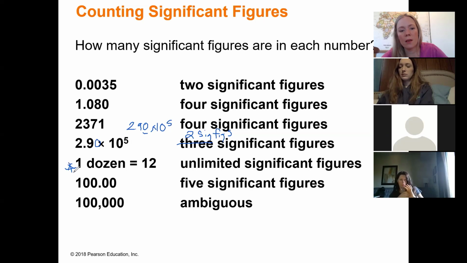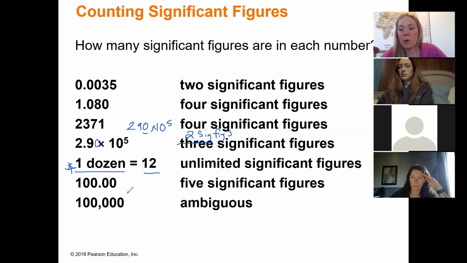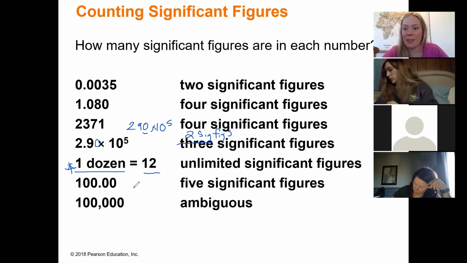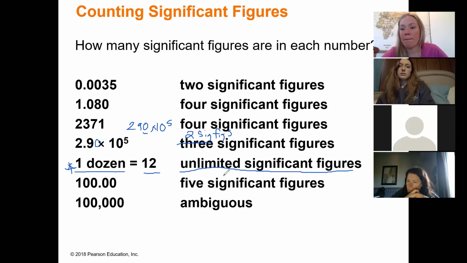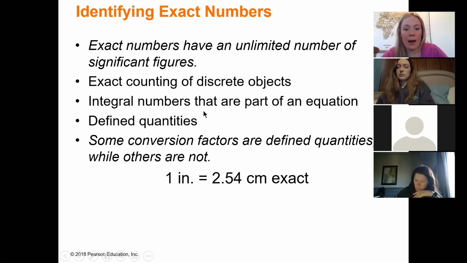This one here, let's talk about this. 1 dozen is equal to 12. Can that definition or relationship become more precise if you have a better piece of equipment? No, it's a specific definition. So 1 dozen is always going to be equal to 12. Doesn't matter how good or bad your scale is. It's not a measured value, it's a counted value. This has unlimited significant figures. So we don't limit the number of sig figs we have here. This wouldn't be 1 and this wouldn't be 2. It's infinite.